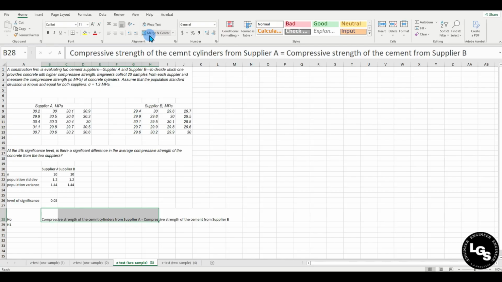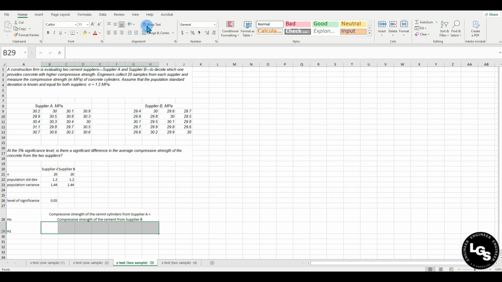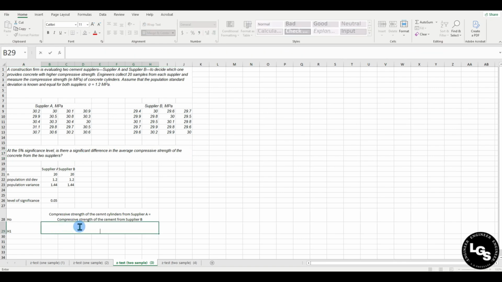Okay. So for H1, that is the negation, or that is the question we want to answer. We will read again the question. So at the 5% significance level, is there a significant difference in the average compressive strength? So we just want to know if there is a significant difference. So this is a non-directional alternative hypothesis, meaning we can use the not equal for the alternative.